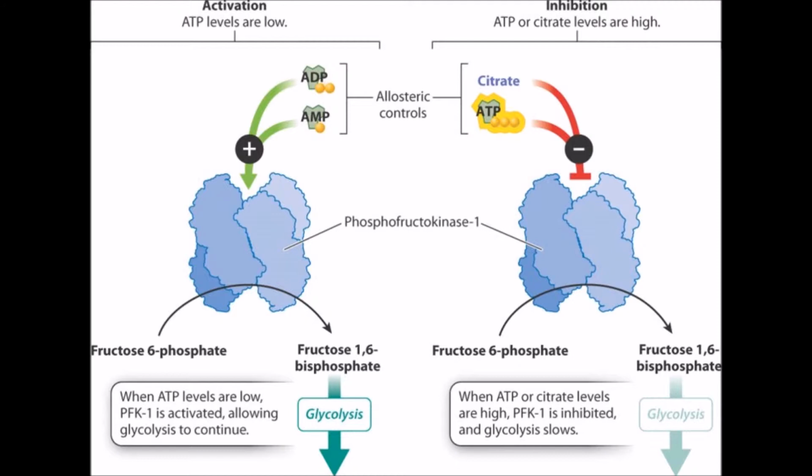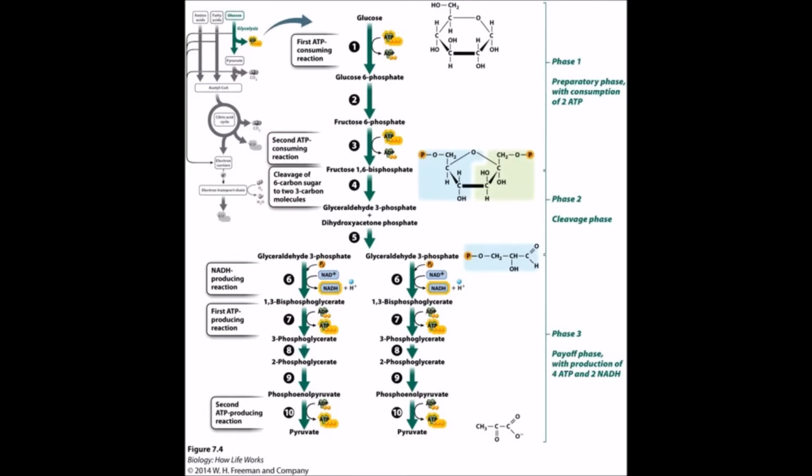In reaction 4, the 6-carbon molecule fructose 1,6-bisphosphate is split into 3-carbon molecules: glyceraldehyde 3-phosphate and its isomer dihydroxyacetone phosphate. In reaction 5, dihydroxyacetone phosphate is converted to glyceraldehyde 3-phosphate.